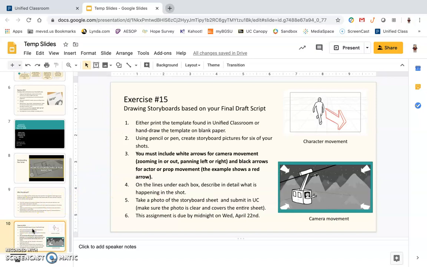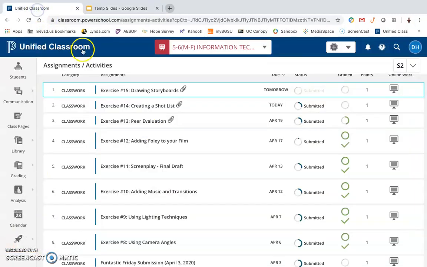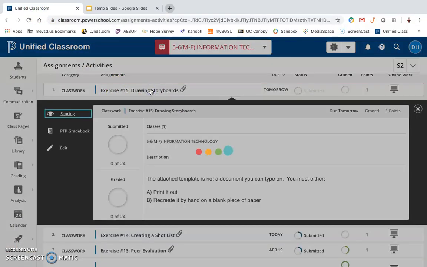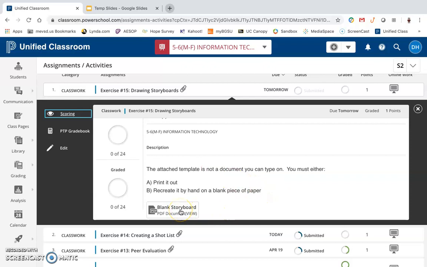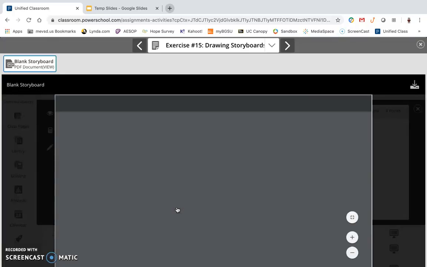So what I'm going to have you do is, again, everything is being based off your final draft script, just like the shot list was that you did yesterday. There's going to be a template you're going to find in Unified Classroom. So let's go there, and it's here, exercise 15, drawing storyboards. Now this is a PDF, so you can't actually type on it, and I did that for a specific reason, because I want you to actually hand draw your storyboards. So if there's a way you could print this out, go ahead and do that. You can download it, or the other thing you could do is just recreate it by hand on a blank piece of paper. So let's open that up and see what it looks like.